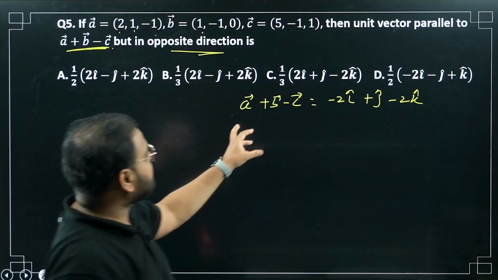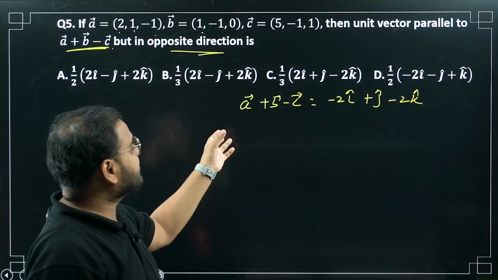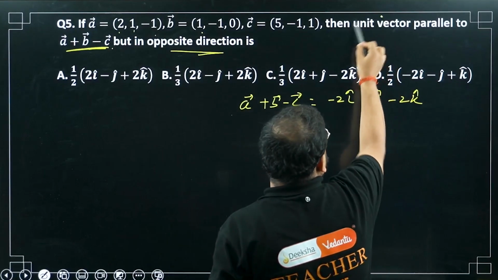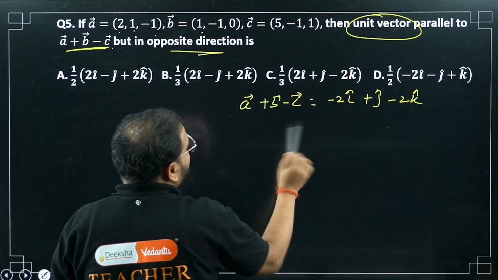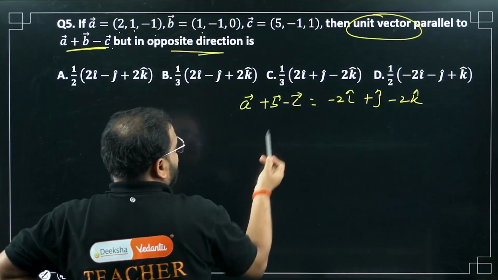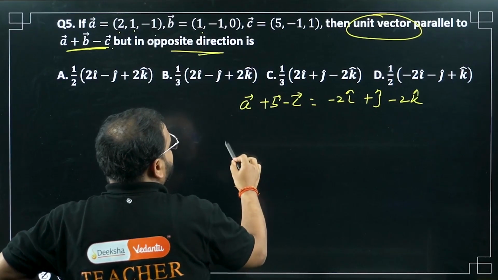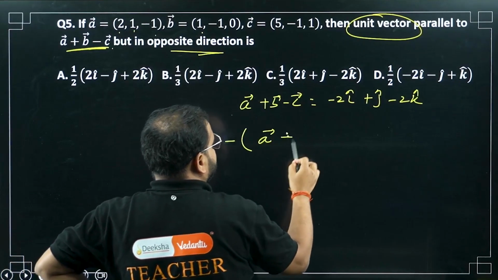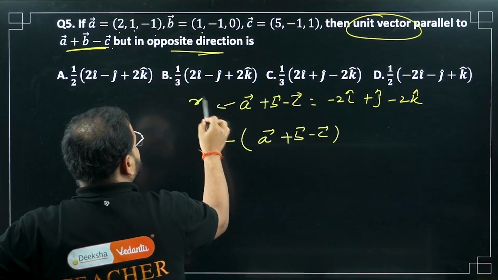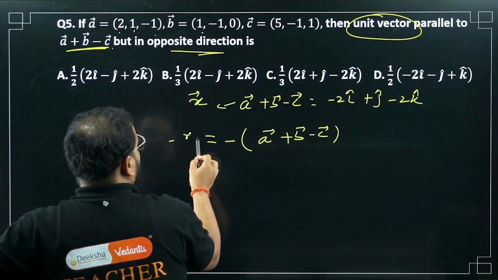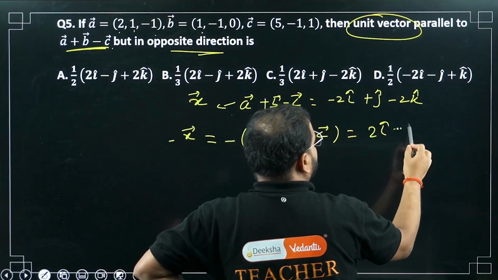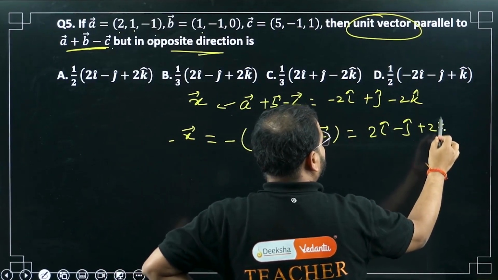But are they asking for this value? No, they're asking for a vector parallel to this but in the opposite direction. What vector? Unit vector. But before that, what do we want? We want the opposite direction. How will I write the opposite direction? Just multiply everything by a minus sign. If I call this vector x, then minus of vector x equals 2i cap minus j cap plus 2k cap.